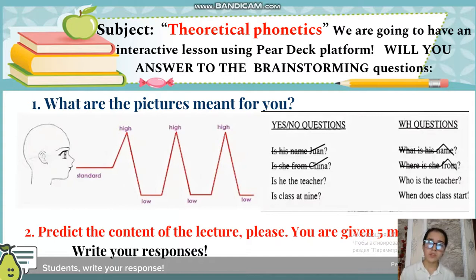Before starting the lecture, please answer the brainstorming questions. What are the pictures meant for you? Here are given two different pictures, and with the help of them, predict the content of the lecture. You are given 5 minutes. You can write your responses. Have you guessed?